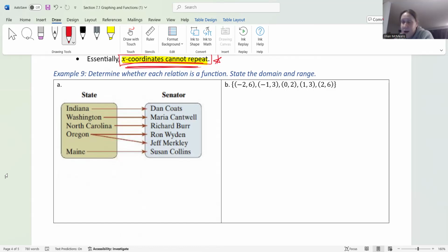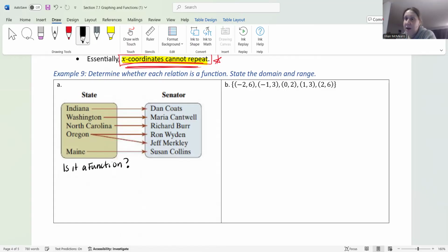So we have Indiana, and its senator is Dan Coats. Washington, Maria Cantwell. North Carolina, Richard Burr. Oregon, we have Ron Wyden, I guess. I'm not sure how you say that. And then Jeff Merkley. Notice here, Oregon has two senators listed. And then for Maine, we have Susan Collins. So the question is, is this a function?